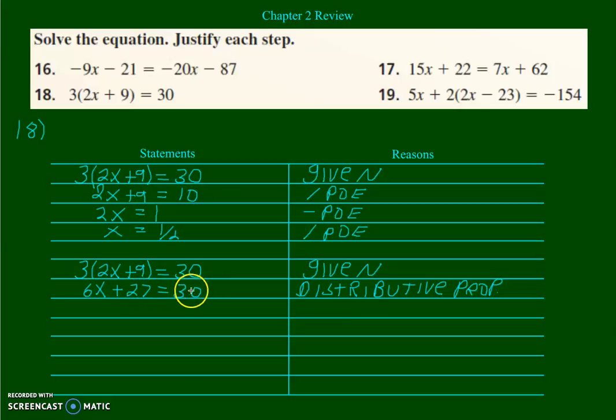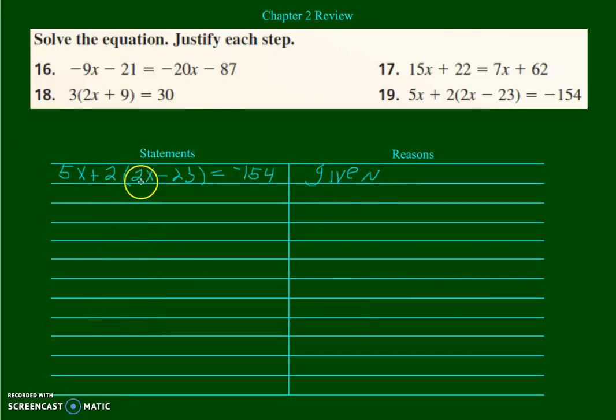Now let's go ahead and subtract 27 from both sides. 6x = 3. That's subtraction property of equality. And then we'll divide by 6. So x = 1/2, which is division property of equality. So as you can see, there's any number of ways to do them. Whatever way matches your style, that's the way you should use. And let's move on to problem 19.